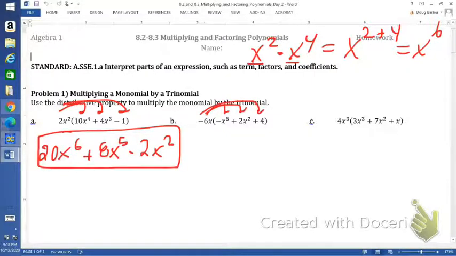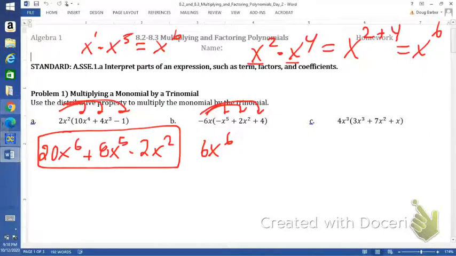Alright, in the next one, distribute the negative 6x to all 3 terms of the trinomial. So we have a negative 6 times a negative 1. Well, that's now a positive 6. And then we have an x times x to the 5th, or an x to the 1st times x to the 5th. Add those exponents together, you get x to the 6th.